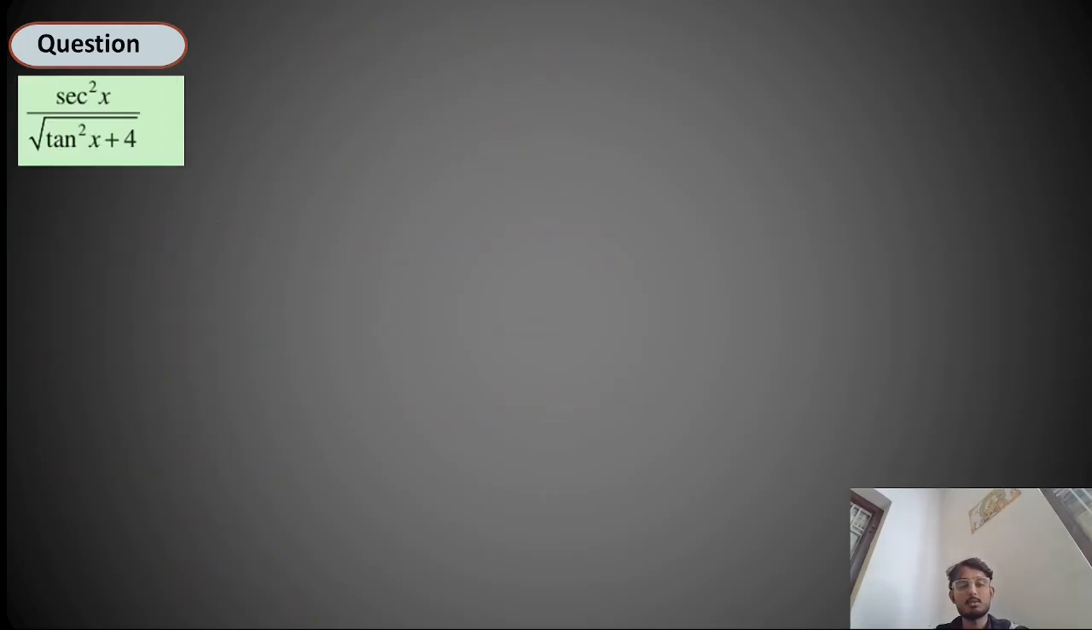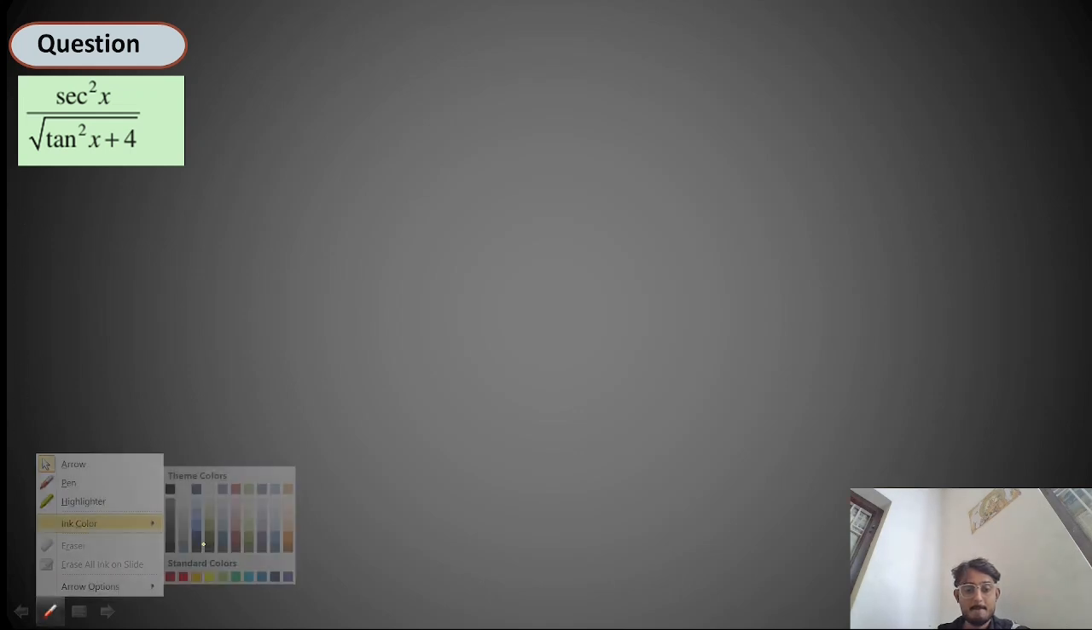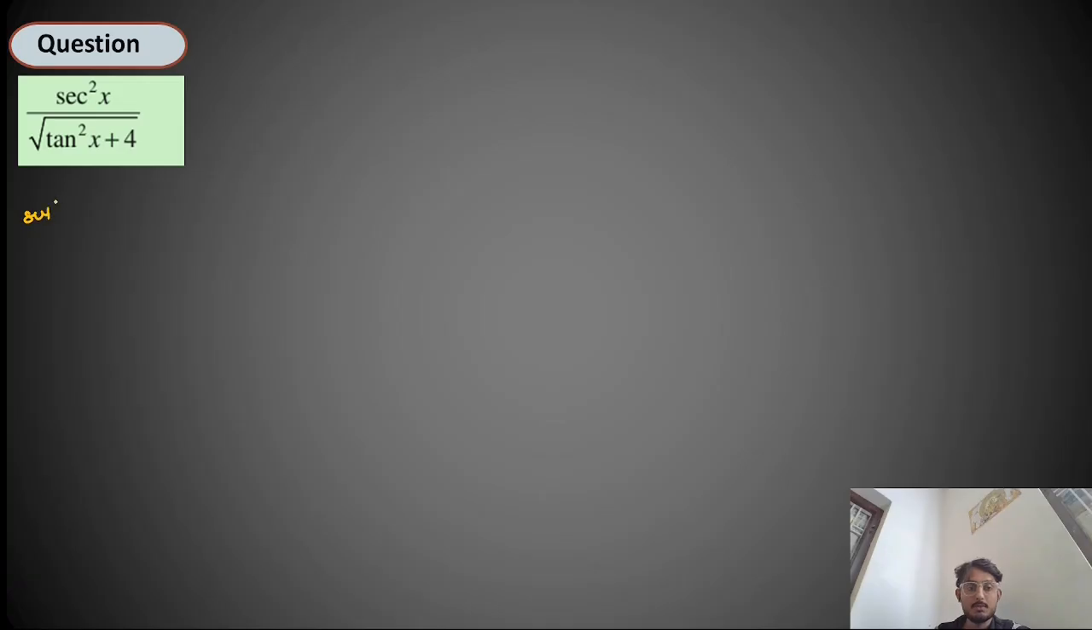Let's try to do this kind of question. Solution. Here we have sec square x upon root of tan inverse square x plus 4. You can assume tan x equal to t. So sec square x dx equal to dt. So you can write I equal to integral of dt upon root t square plus 4.